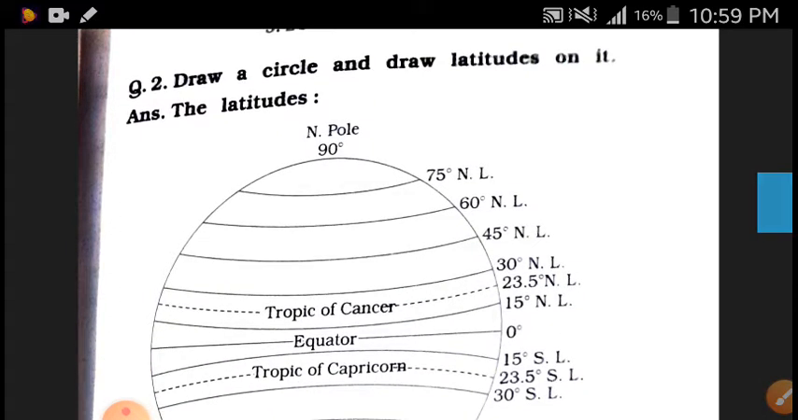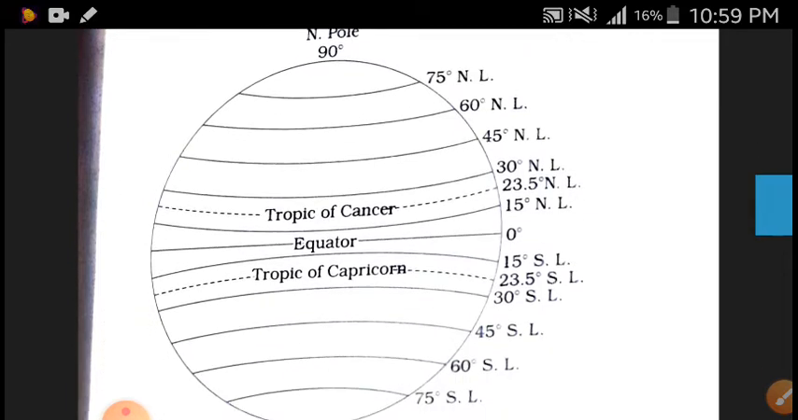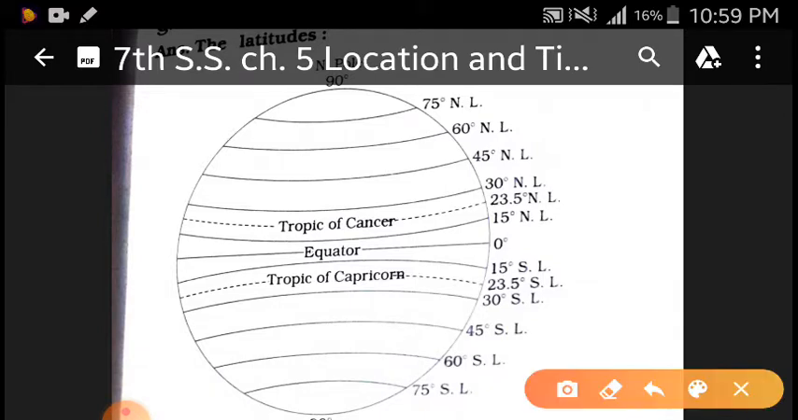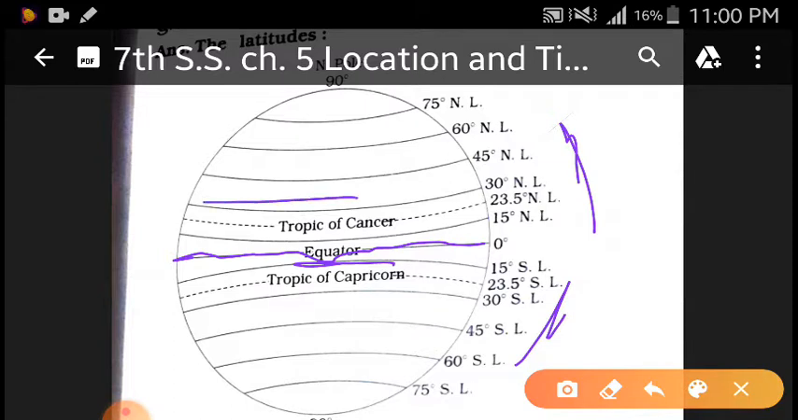Latitude, we all know, means horizontal line. Here there is a figure of the earth, and in it you can see the word equator. The line which is drawn horizontally on the globe in the center, where this part and this part are equal, is known as the equator, and the other lines drawn over here are known as latitudes.